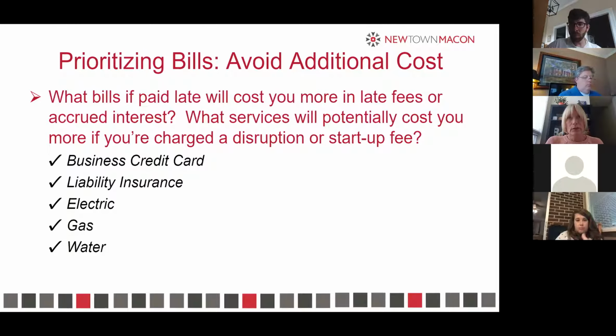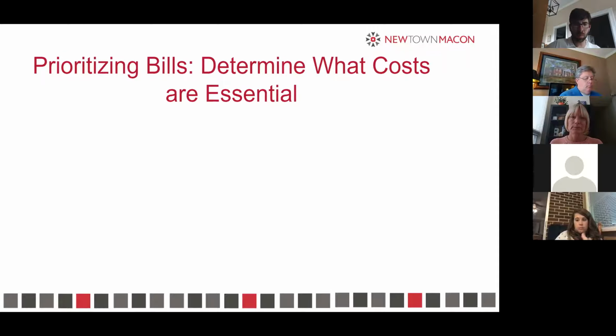So utilities are a big one to look into for yourself here. Disruptions to insurance could be costly to you depending on what you get into. And credit cards, some credit card holders, depending on the relationship you have and how you stand with your debt, you could really put yourself in a bad position if you continue to defer on your expenses here. So you need to explore those things for yourself.